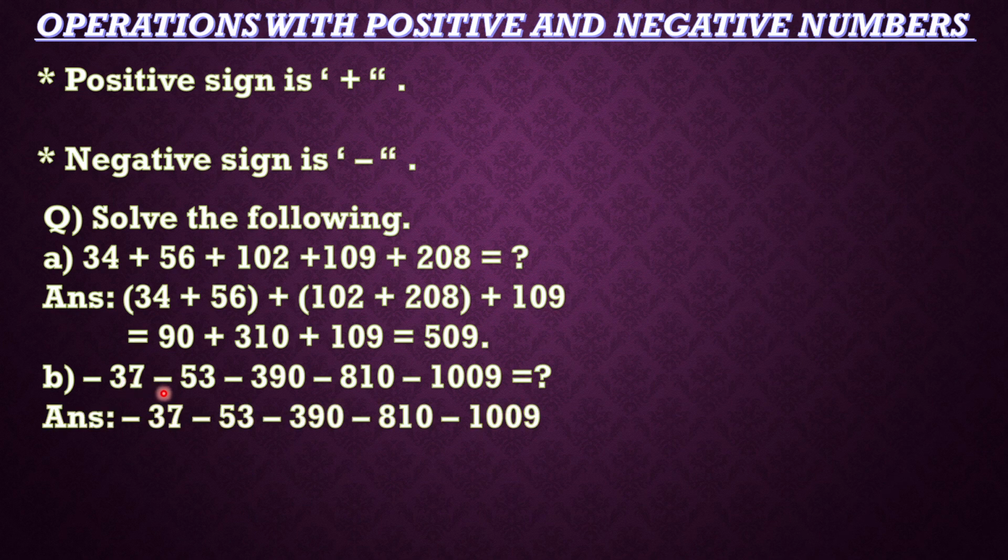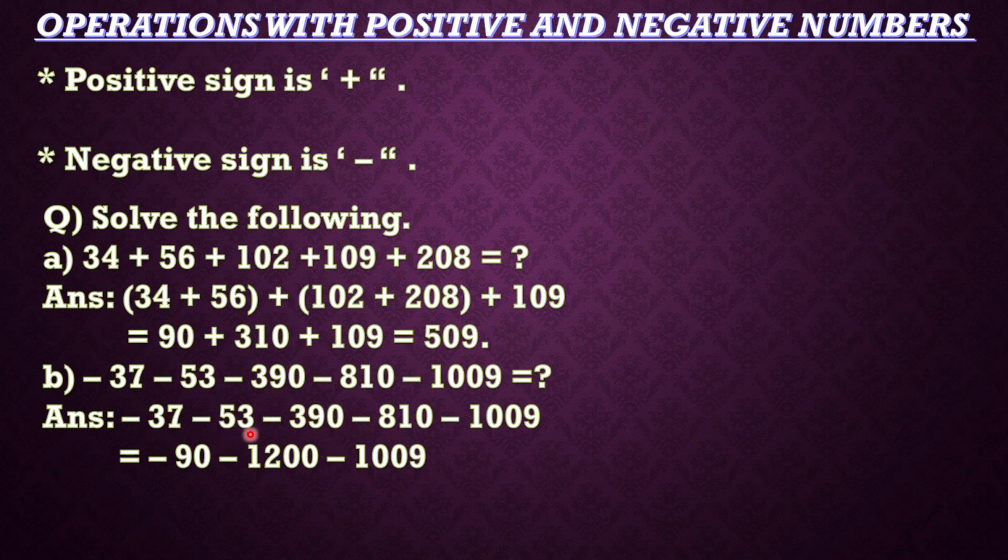See, here also I'm playing the same trick. So in ones place 7 and 3, yes, I'm going to club these both. And here 390 and 810. When I add them, I'm going to have zeros in the ones places, because in tens place, if I see here 9 and 1, this is how our mind should work while doing mathematics. And here is the number 1009. So let's see what the answer will be now.